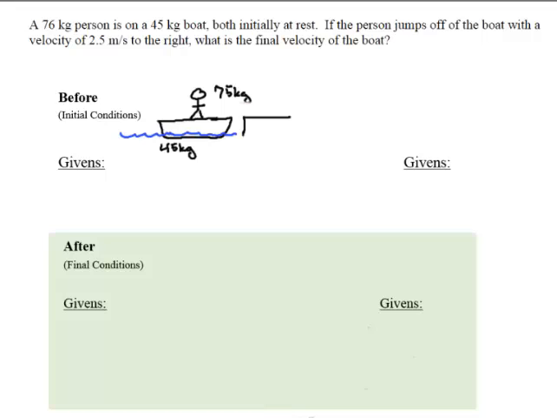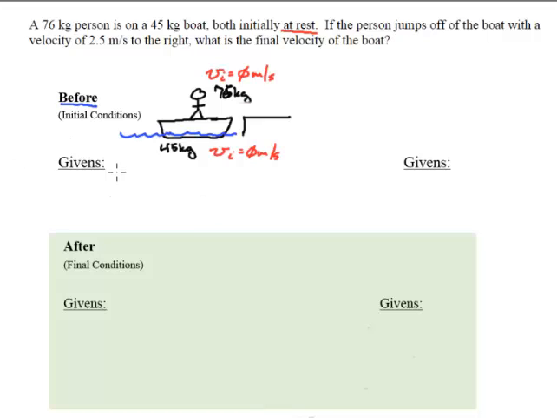The question gives you some characteristics about the person on the boat, 76 kilograms, and the boat itself, which is 45 kilograms. Now, the very first sentence talks about the condition before anything interesting happens. In other words, what's the momentum in the beginning? It also tells you that they are initially at rest. So that means that the velocity initial of the person is 0 meters per second. It also means that the velocity initial of the boat is 0 meters per second.